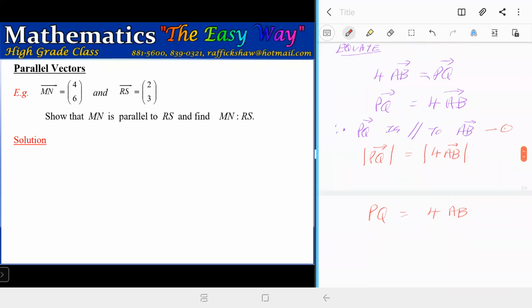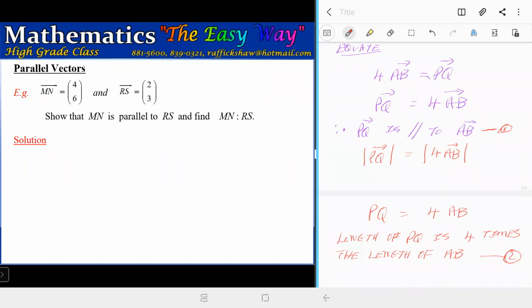So that means that the length of PQ is 4 times the length of AB. So this is a second geometric relationship. This is the first geometric relationship between the two lines, that they are parallel. The second one is that PQ is 4 times the length of AB.